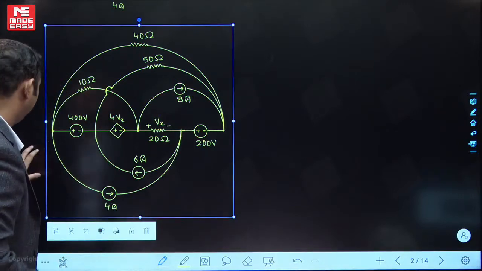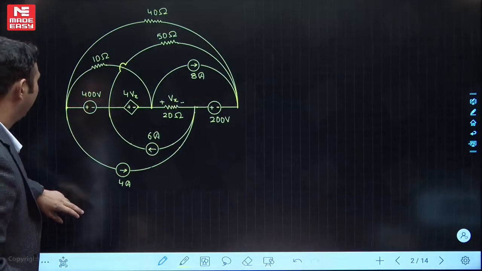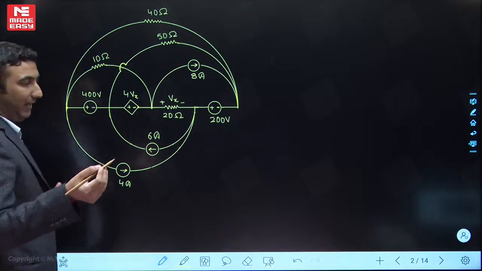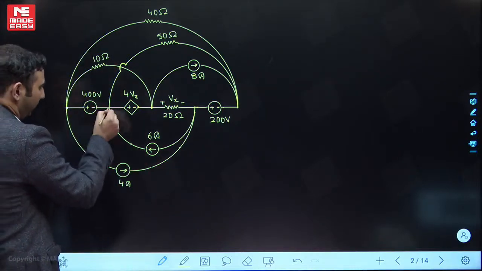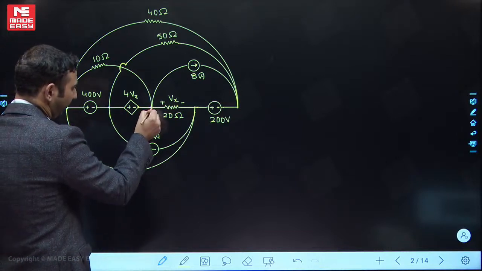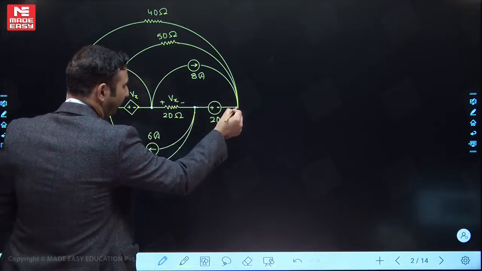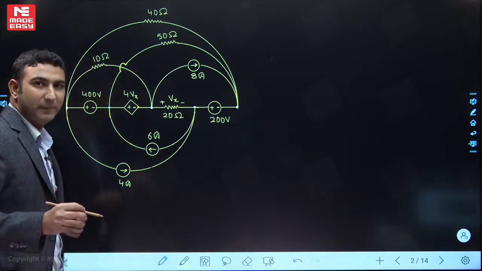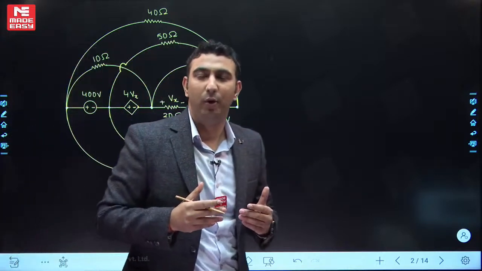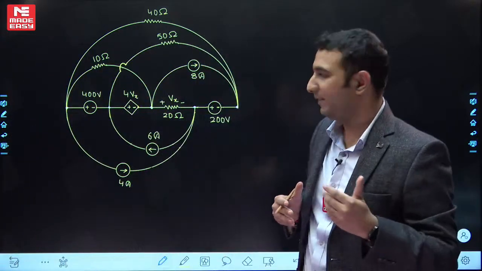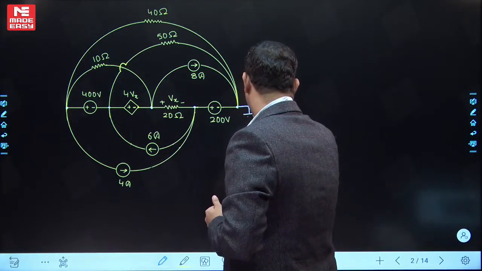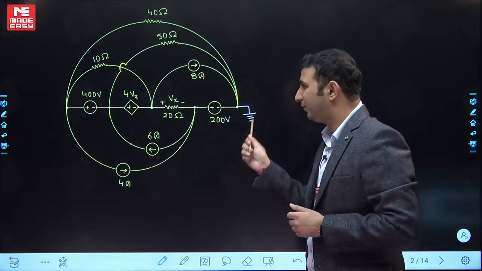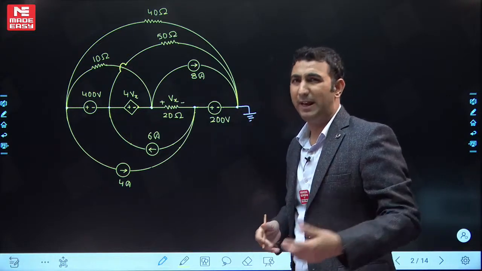Now see, first you will have to find the principal nodes, and we can easily notice 1, 2, 3, 4, 5 principal nodes are there. Out of these 5 nodes, one node I want to pick as the reference node. I don't want to pick this one, I want to pick some other one.